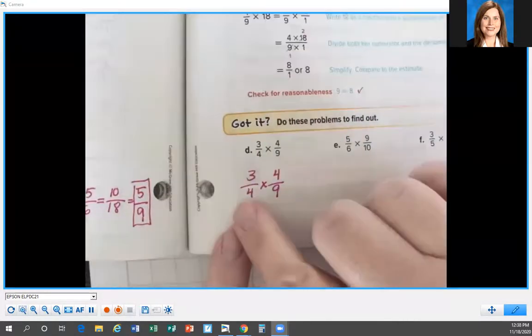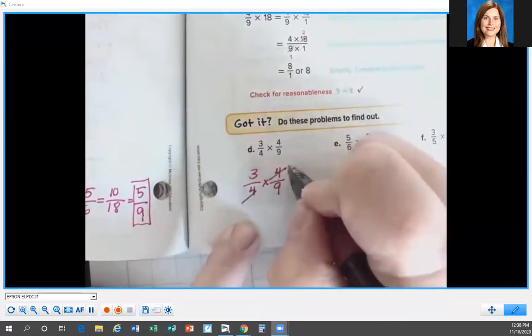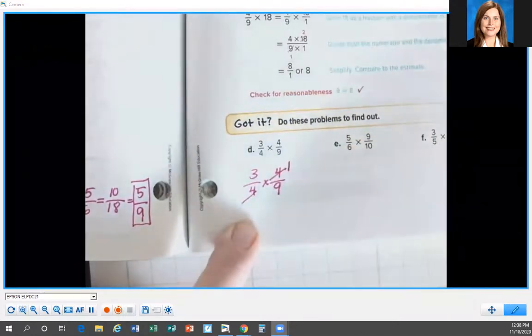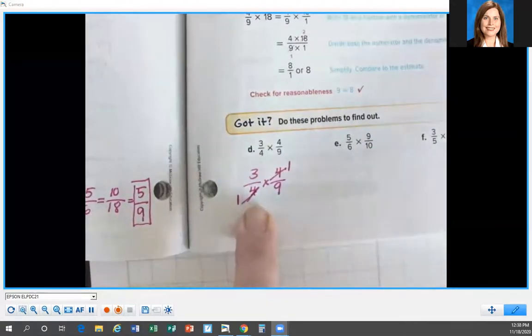Okay, so I look at my diagonals. 4 and 4 are both divisible by 4. 4 divided by 4 is 1. 4 divided by 4 is 1. So I used to have a 4 and a 4. Now I have a 1 and a 1.